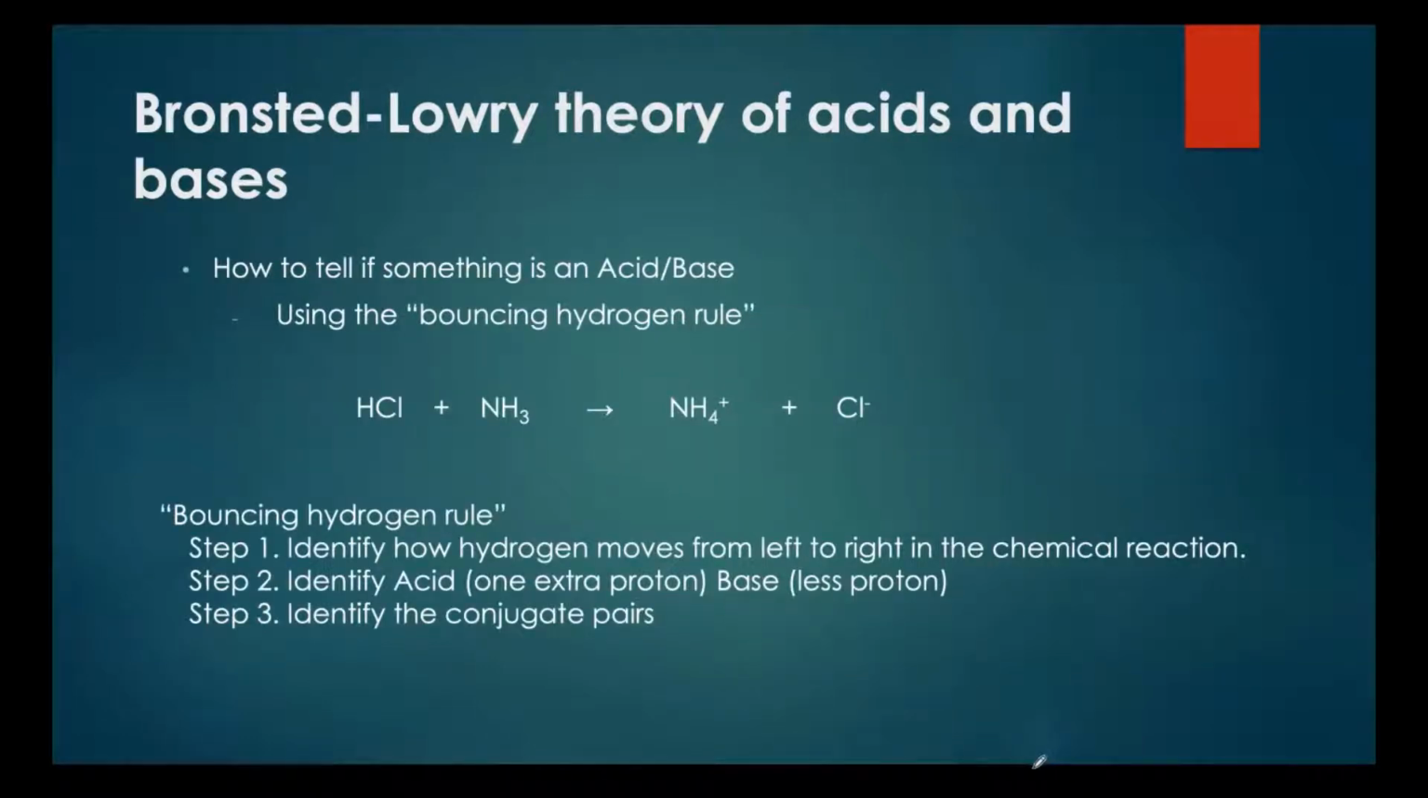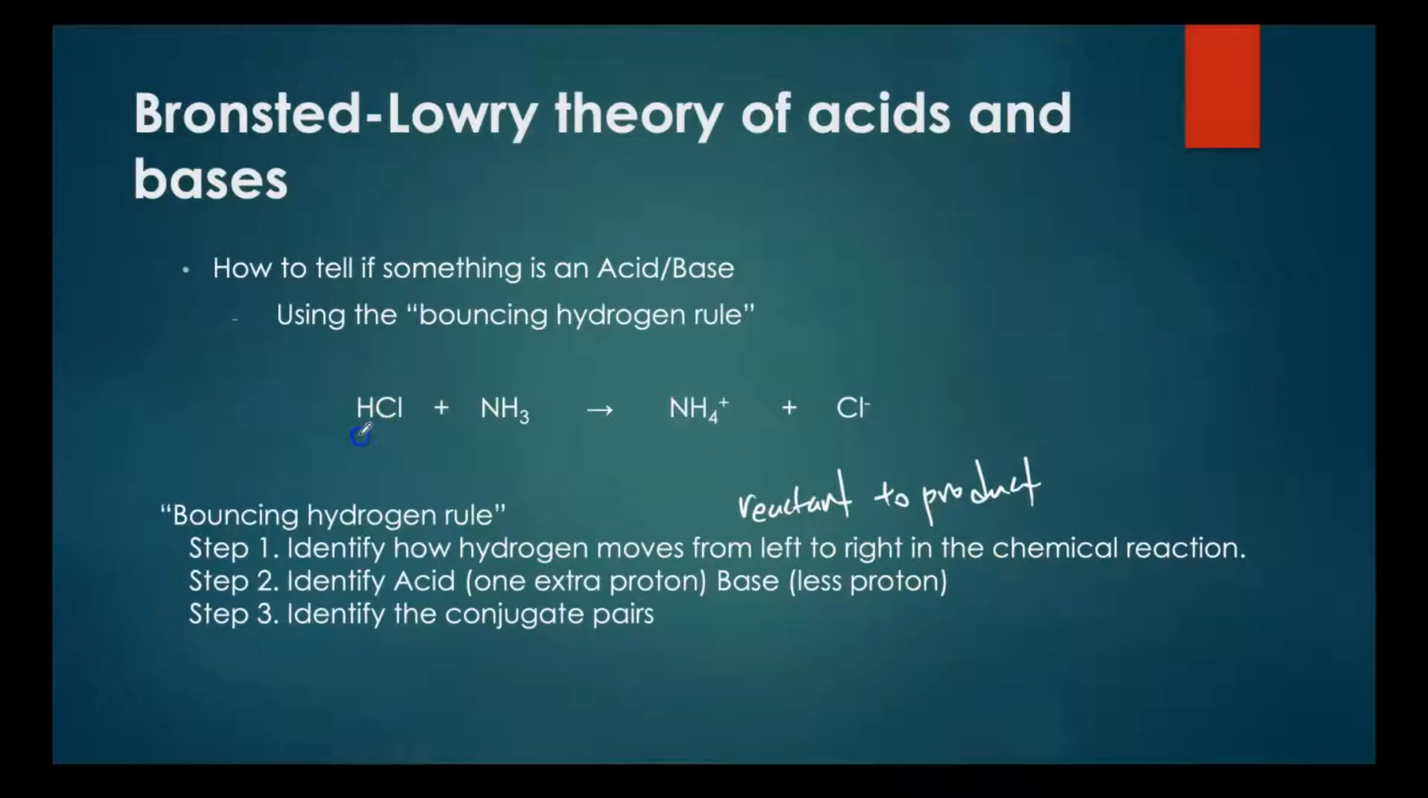Your question at this point must be how to tell if something is an acid or base. We can tell by using the bouncing hydrogen rule. How do we use the bouncing hydrogen rule? The first step is to identify how the hydrogen moves from left to right in the chemical reaction, meaning how hydrogen moves from the reactant to product.